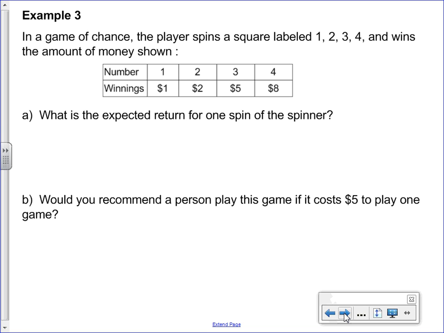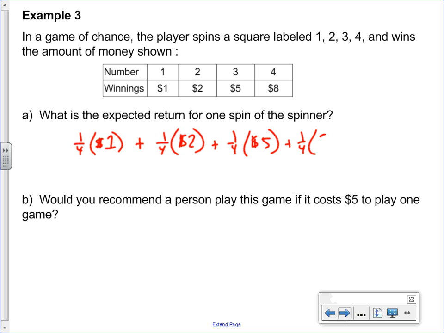So what would you expect to win if you just had one shot at it? To do this again, all you have to do is multiply the probability times how much you'll win, and you'll get the expectation. So, what's the probability of spinning a 1? Yeah, so it's 1/4 times $1, right? And then 1/4 times $2, plus 1/4 of $5, plus 1/4 of $8.